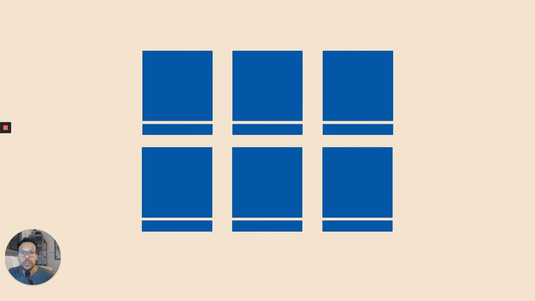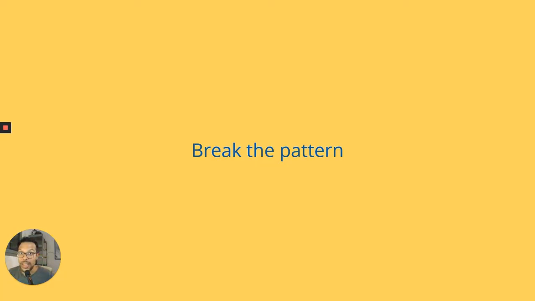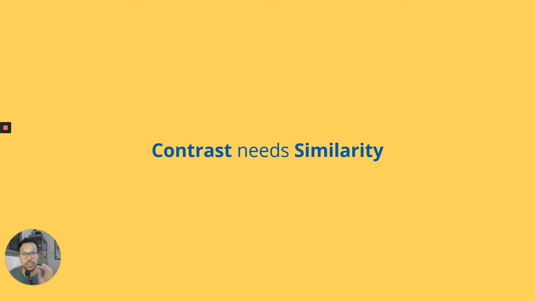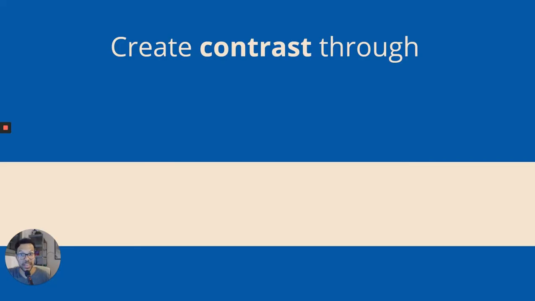And then for the most important messages, you break the pattern. And that's because contrast needs similarity. It will be only breaking the pattern if there is a pattern in the first place. If there is this unified visual experience for your audience. And when you achieve that, you can strategically surprise your audience only when you want to, only in the right moments. And to remind you that there are 4 ways for you to create contrast.